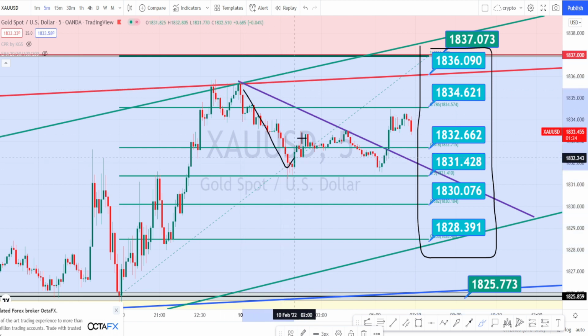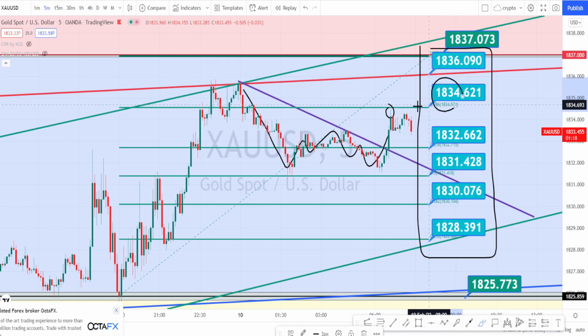Currently the price action is moving on a sideways and has tested this resistance level of 1834 and it is in a retracement. Only when the price action breaches this support line or the trend line, we can expect a further fall in this currency pair, which means you can go on a bearish side trade.